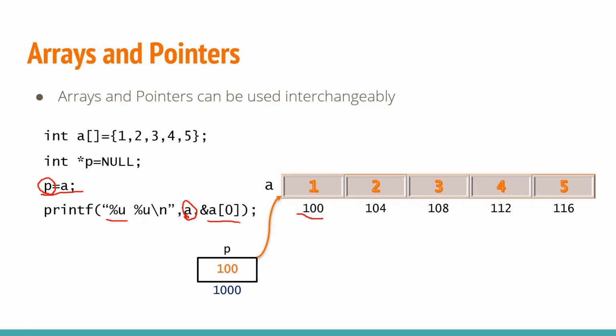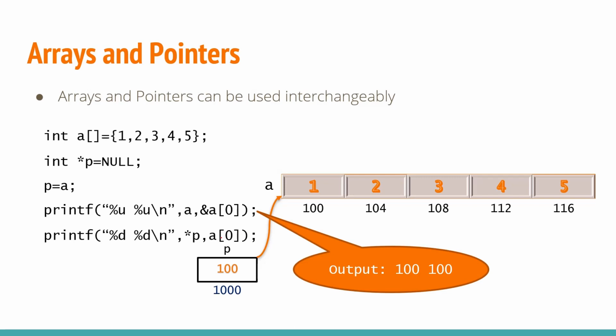What about this ampersand A of 0? It is similar to saying A. So please note one interesting fact here: ampersand and square brackets always get cancelled out. So when you cancel them out, what remains is A. So technically, this printf should print both outputs as 100. So it prints the output as 100 as well as 100. Next, what if this printf prints *p? What is the value associated with this address 100? Yes, it is 1. So it will print 1.